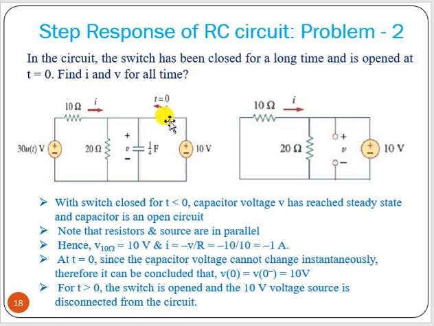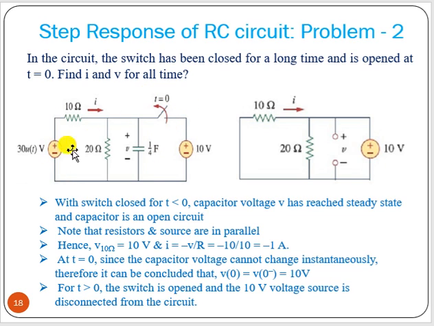Now at t equal to 0, it becomes open circuited. So at t equal to 0, we have the initial value of the capacitor voltage as 10 volt, and the current flowing through this I is minus 1 amp. Now for t greater than 0, what happened? This 10 volt source is disconnected. This becomes open circuited. So this is disconnected.